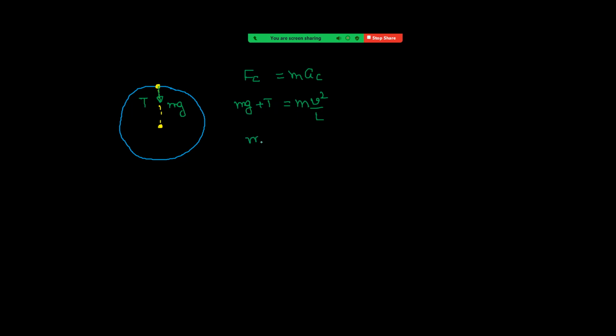Therefore, mg equals m v squared by r. R is now L, so mass gets cancelled. So v equals root of g r, where r is L. So this is the minimum speed.